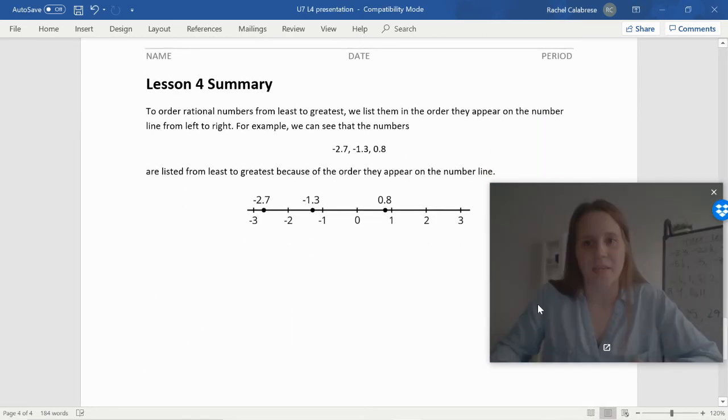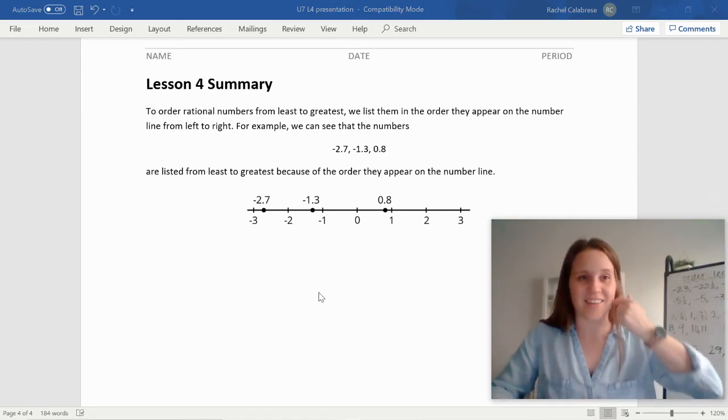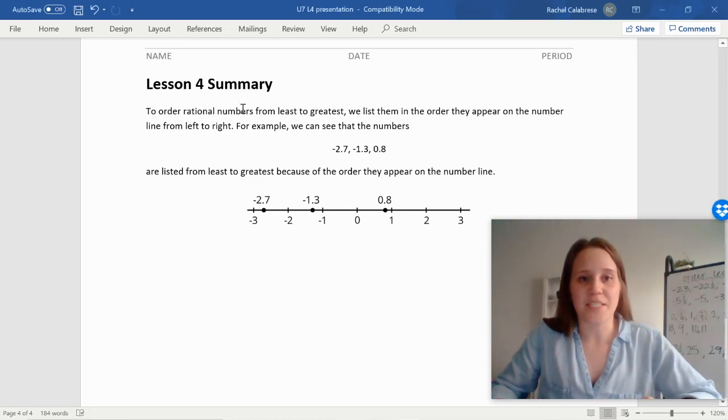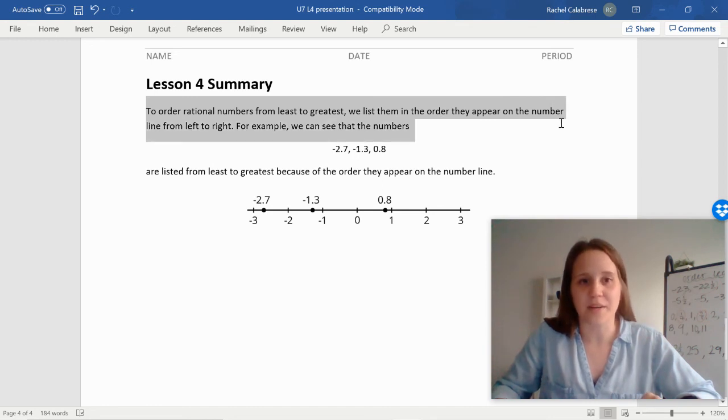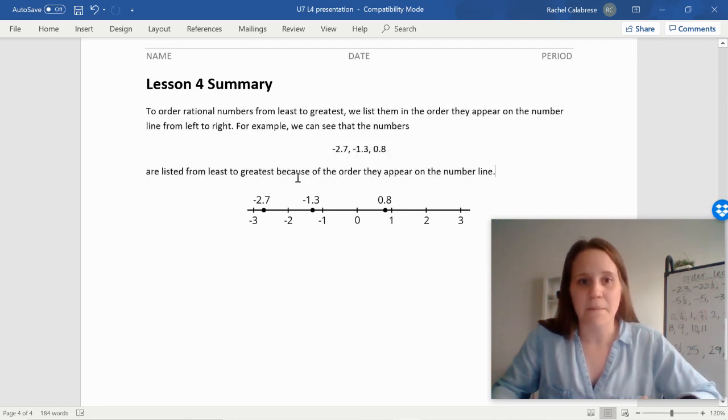Here we are. All right, today was lesson 4. Our job was to order rational numbers. We did that a lot today. To order rational numbers from least to greatest, we list them in the order they appear on the number line from left to right. For example, we can see that the numbers -2 and 7/10, -1 and 3/10, 0 and 8/10 are listed from least to greatest because of the order they appear on the number line. So I see that the number that was listed first is here on the far left of the number line, then this one, then this one. So the number line is really where we start.